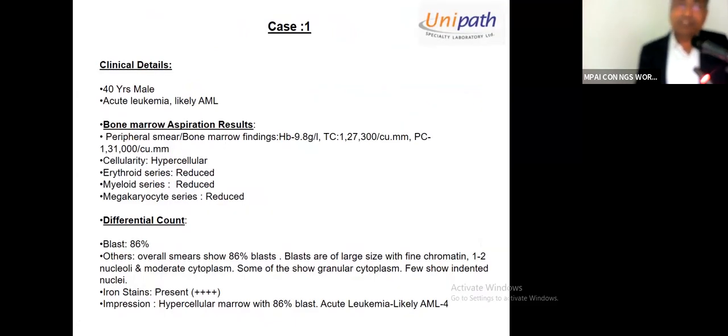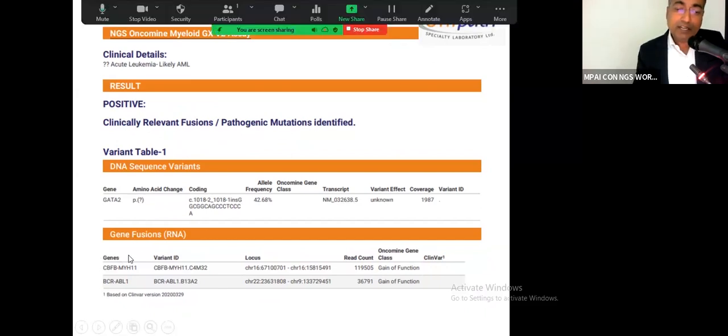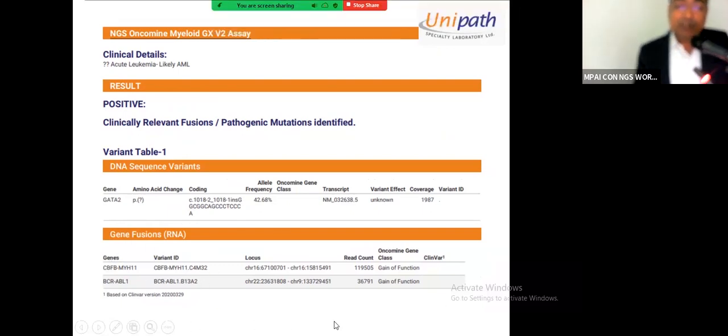Quickly taking a few of the cases: this was a 40-year-old male, likely AML. There were 86% blasts in the peripheral blood, referred for molecular testing using this panel, and you could see two fusions, BCR-ABL and another, both in the same patient. Initially we were a little surprised to see that, but we verified both of the fusions. So this is most likely a case of CML in myeloid blast transformation.